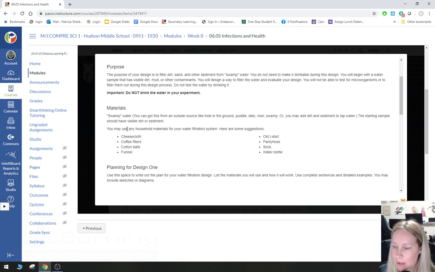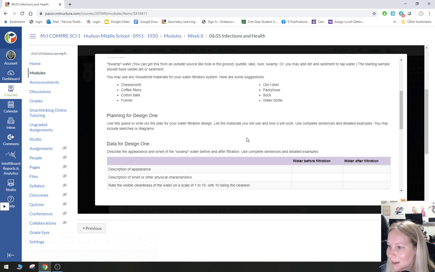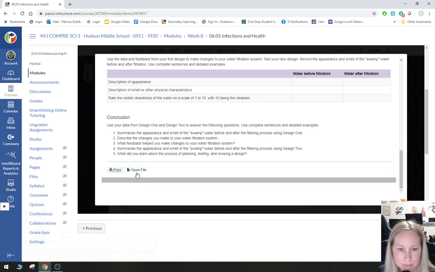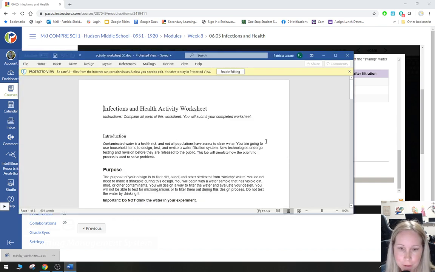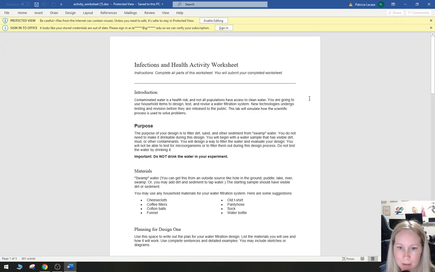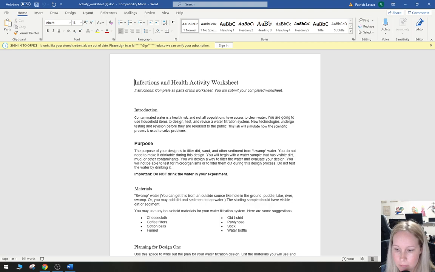You can use household materials like cheesecloth, a coffee filter, cotton balls, a funnel, a water bottle, a sock, pantyhose, or an old t-shirt. Today I'm going to use an old t-shirt, and for my second design, I'm going to make a coffee filter design, but I'll show you that in a second. All right, let's open this. Now I'm able to write on it. I don't have to drop it in Office 365 like I had to last time. Let's see if we can zoom in here.